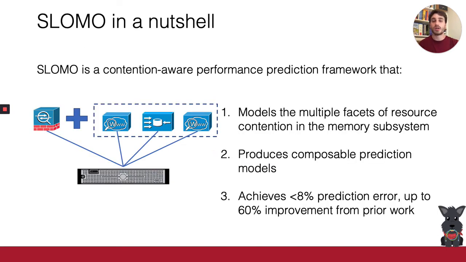Our work, SLOMO, is a contention-aware performance prediction framework that perfectly meets Dwight's needs. SLOMO leverages a comprehensive, data-driven understanding of contention and builds efficient performance prediction models for any target NF. Indeed, SLOMO is accurate, with its average prediction error being less than 8%, which in comparison can be up to 60% better than the error of prior work.